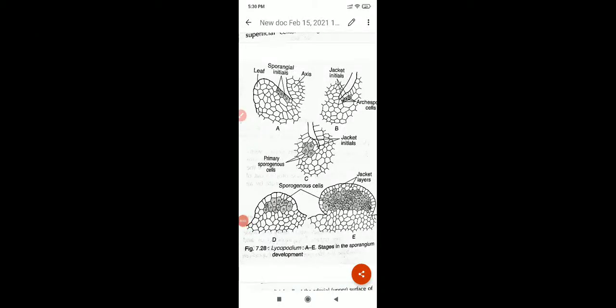Okay, I think it'll be easier if we look at the entire picture. So we started with these parangial initials, then they divided periclinally and we got the jacket initial and the archisporeal cells below. Okay, then these jacket initials, they are dividing. You can see they are dividing to cover the sporogenous cells. Now these archisporeal cells, they will divide to form the primary sporogenous cells.